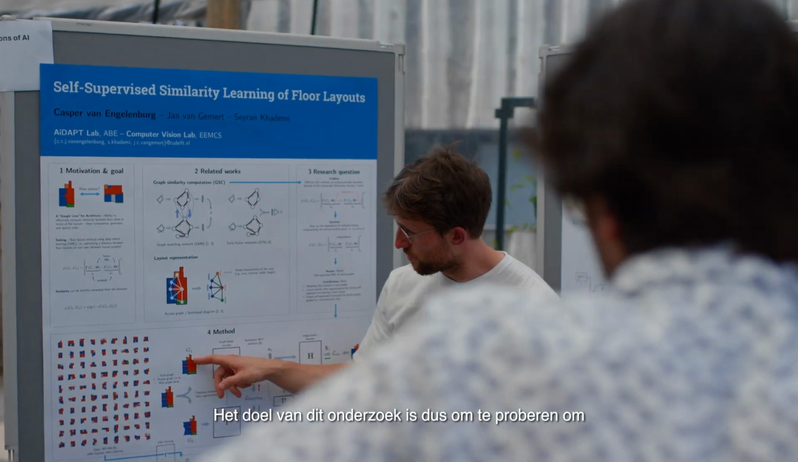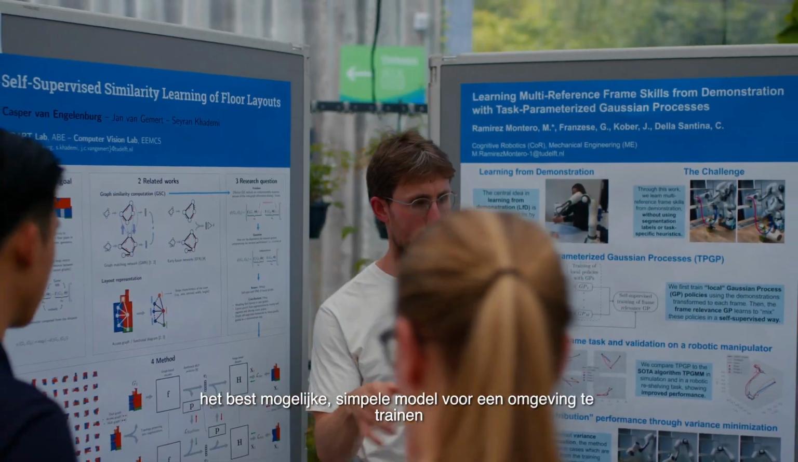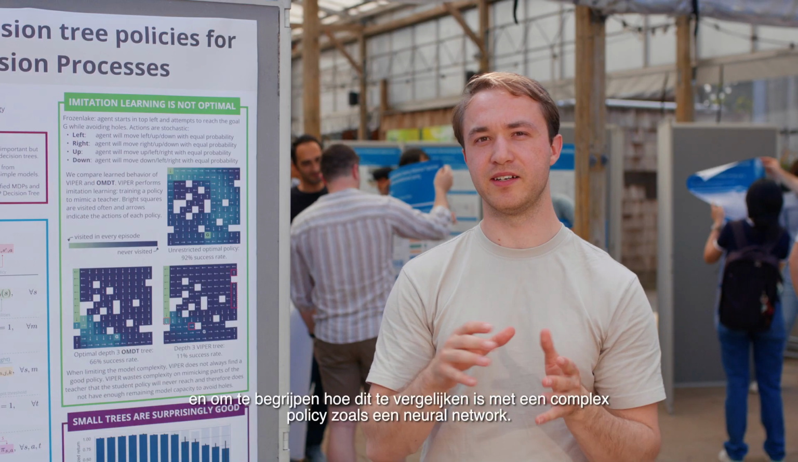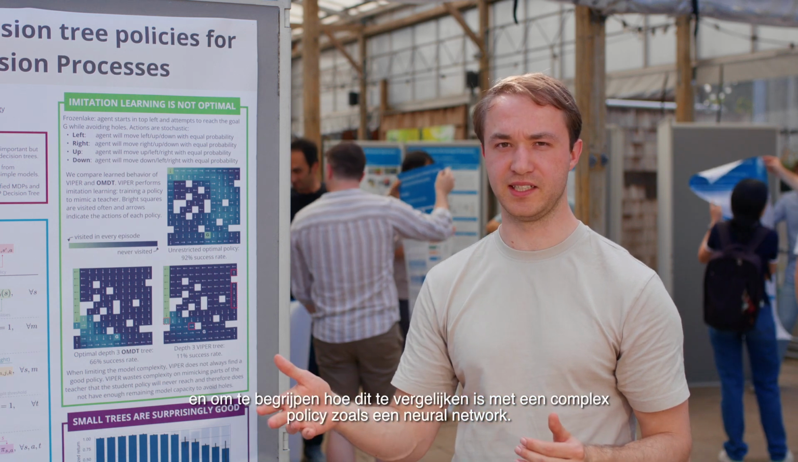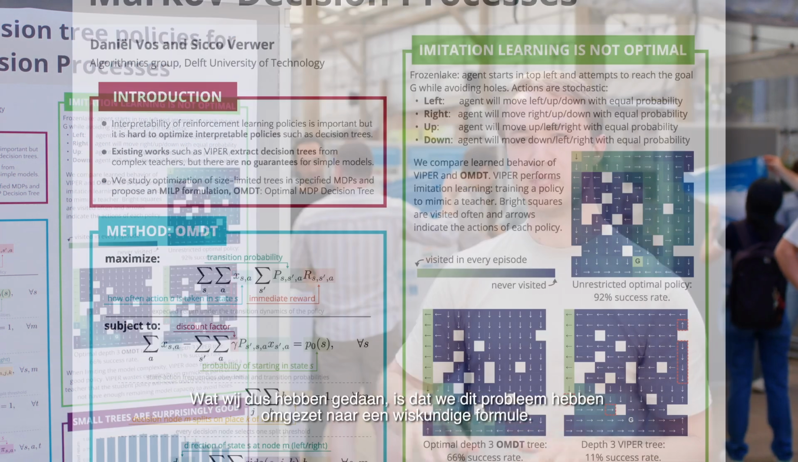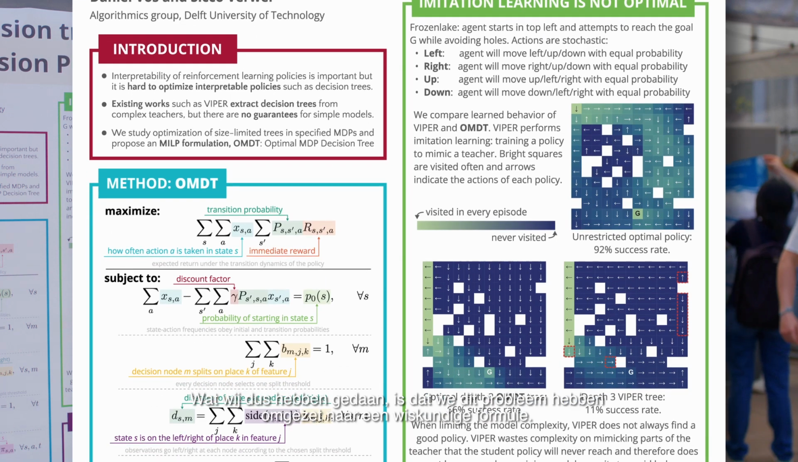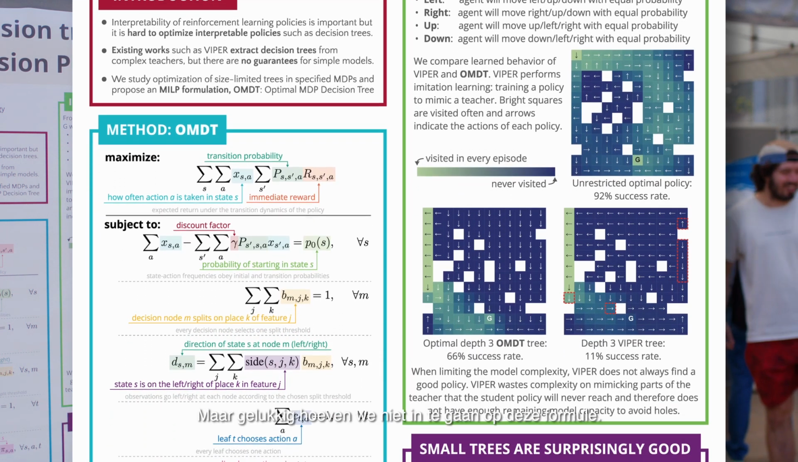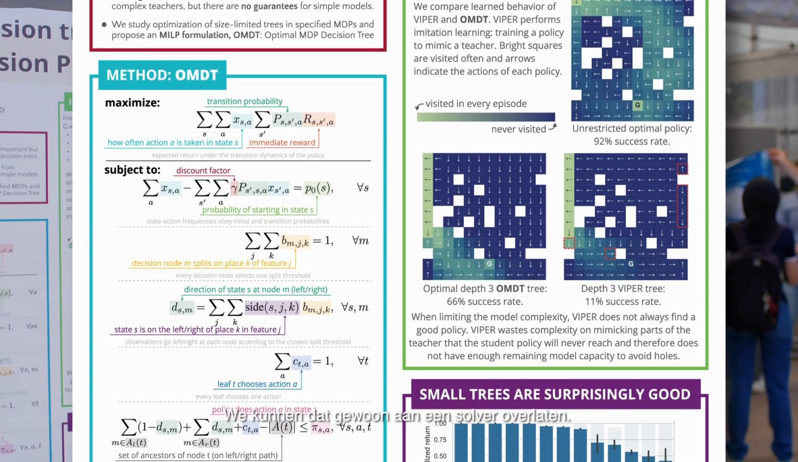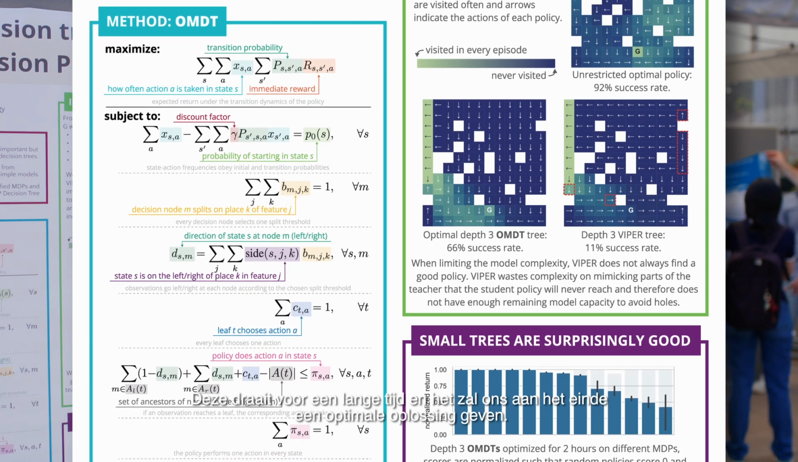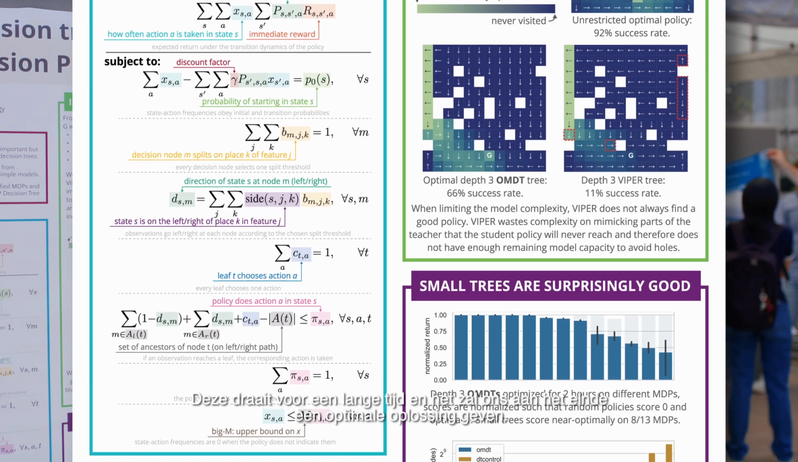So the goal of this work is to try to train the best possible simple model for an environment and understand how this compares to a complex policy like a neural network. So what we did is we turned this problem into a mathematical formulation, but luckily we don't have to get into this formulation. We can just give that to a solver, it runs for a long time, and it will give us the optimal solution in the end.